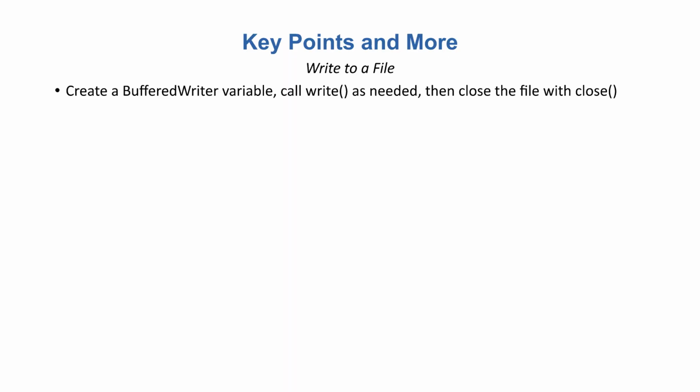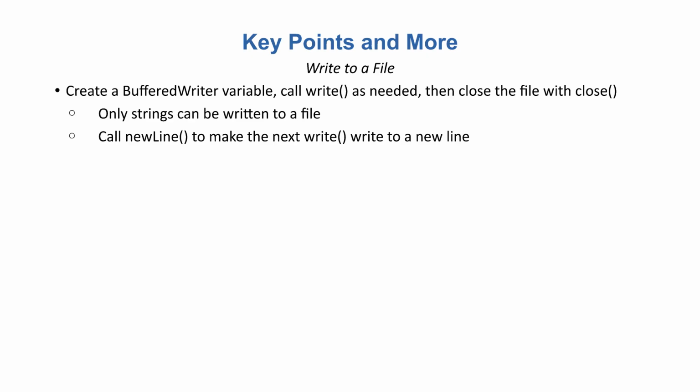Key points and more. Write to a file. To write to a file, create a buffered writer variable, call its write method as many times as needed, then close the file using close. Only strings can be written to a file. Therefore, you must convert data into a string before you write it to a file. Call the new line method to make the next write method write to a new line in the file.